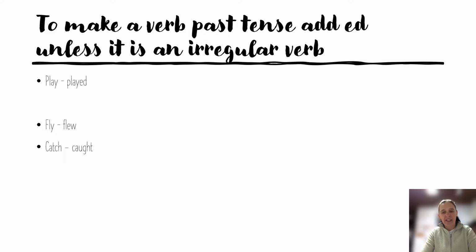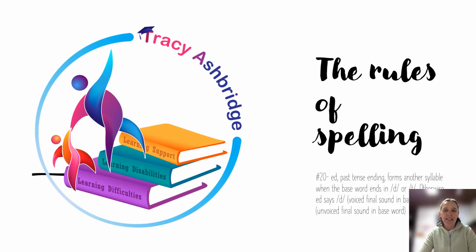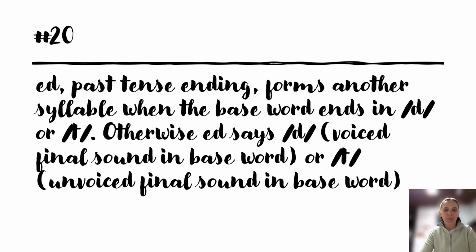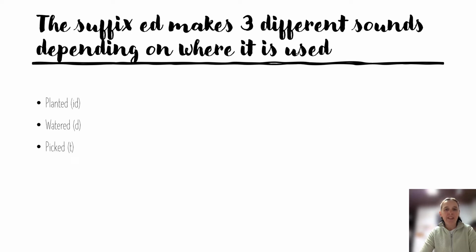Now ED is an interesting suffix because it actually makes 3 different sounds depending on the words it's added to. So that's what rule 20 is about: why does it make those different sounds in different words. So let's go through one step at a time. So this is the long explanation. The ED, the past tense ending, forms another syllable when the base word ends in d or t, or it can say d in voiced final sounds or t in unvoiced final sounds in the base word. Let's explain. So let's go one step back.